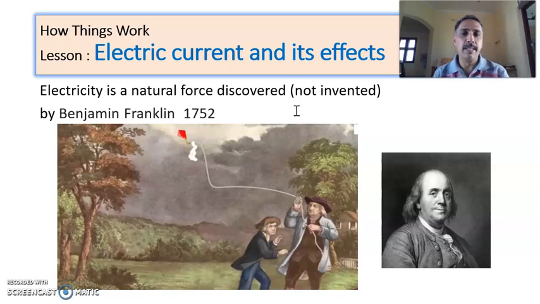We all know that electricity is a natural force discovered by Benjamin Franklin in the year 1752. He demonstrated that charge flowed through a metal using a famous kite experiment. In this experiment, he flew a kite on a thunderstorm day, and when lightning struck, the electrical charge passed through the metal piece to his arm, and so he felt a minor shock in his arm. And this is how he demonstrated that charge passed through a metal piece.